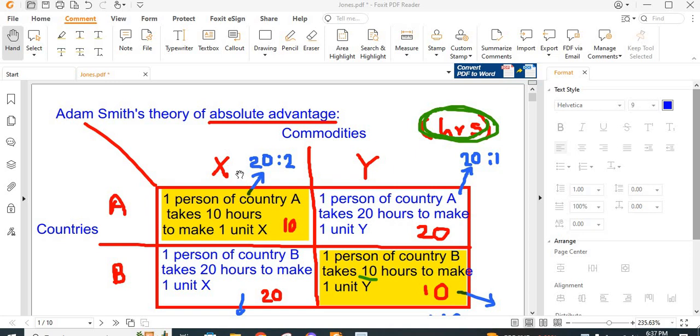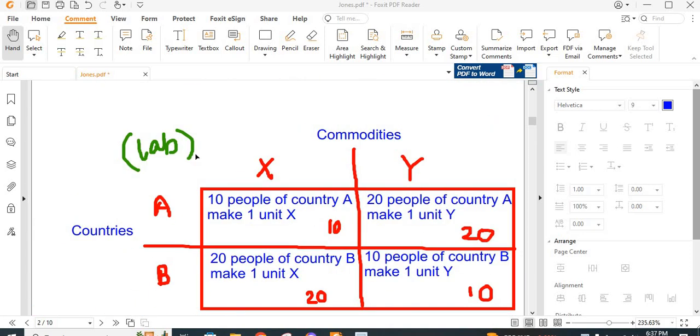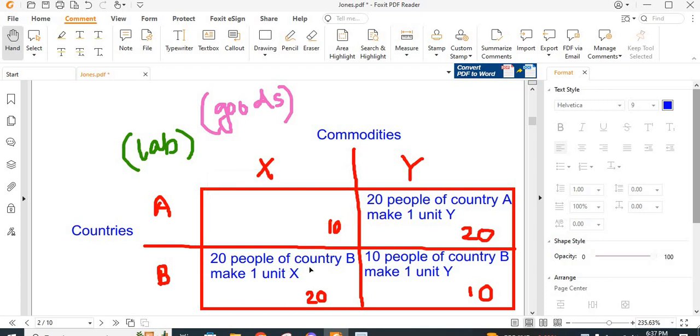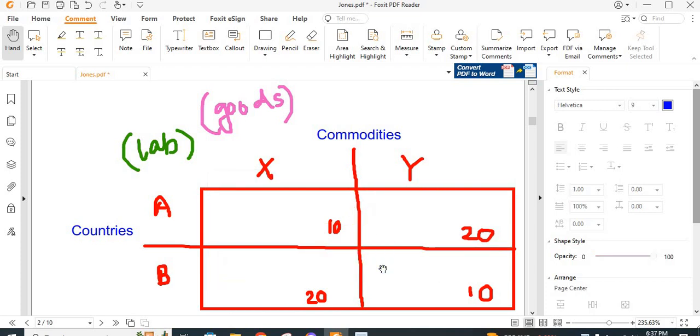Continuing with Adam Smith's theory of absolute advantage, I'll try to put an alternative explanation for this, but this time the results might change. So instead of going with labor this time, I'm going to be going with goods. What are the changes that are here and what are the things that remain the same? This changes, but the numbers remain the same. So you can interpret it in a different way. Of course, the results will be different.